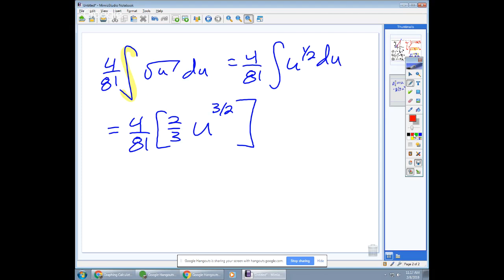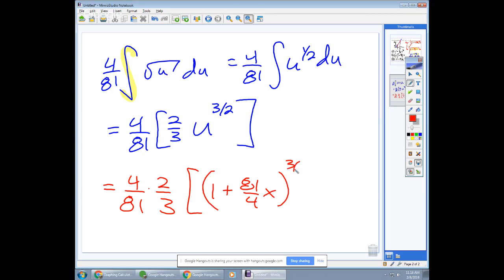So I'm going to switch back to red here. 4/81. I'm going to pull out the 2/3 too, if that's okay. And then inside here, I have 1 plus 81 fourths x, and that is to the 3/2 power. And we want to evaluate that from 1 to 2. Yeah, so that one was doable. Sometimes they work.